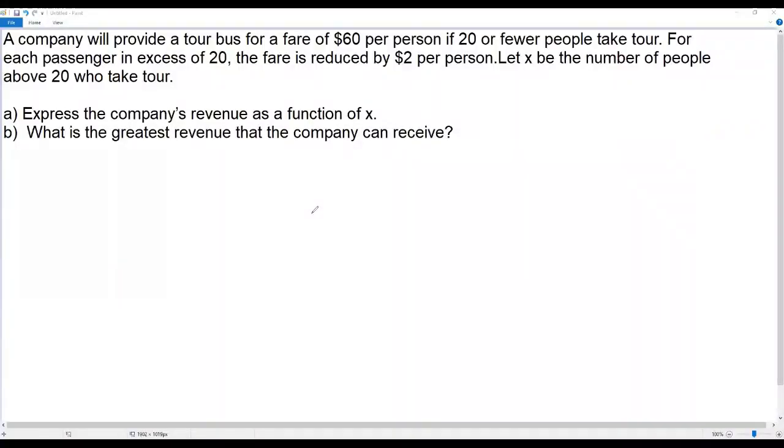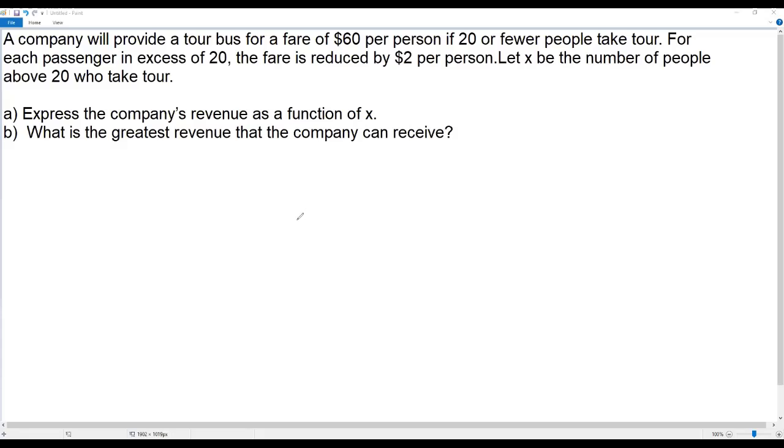Here we have an honors algebra 2 math question. Okay, let's go with the question. A company will provide a tour bus for a fare of $60 per person if 20 or fewer people take the tour. For each passenger in excess of 20, the fare is reduced by $2 per person. Let X be the number of people above 20 who take the tour.